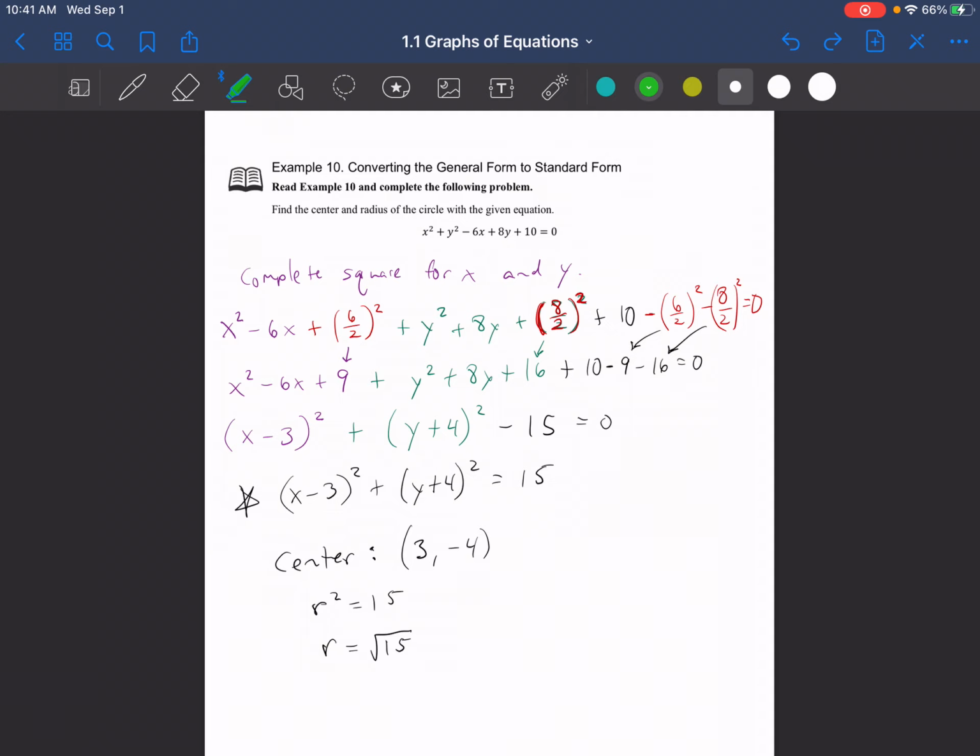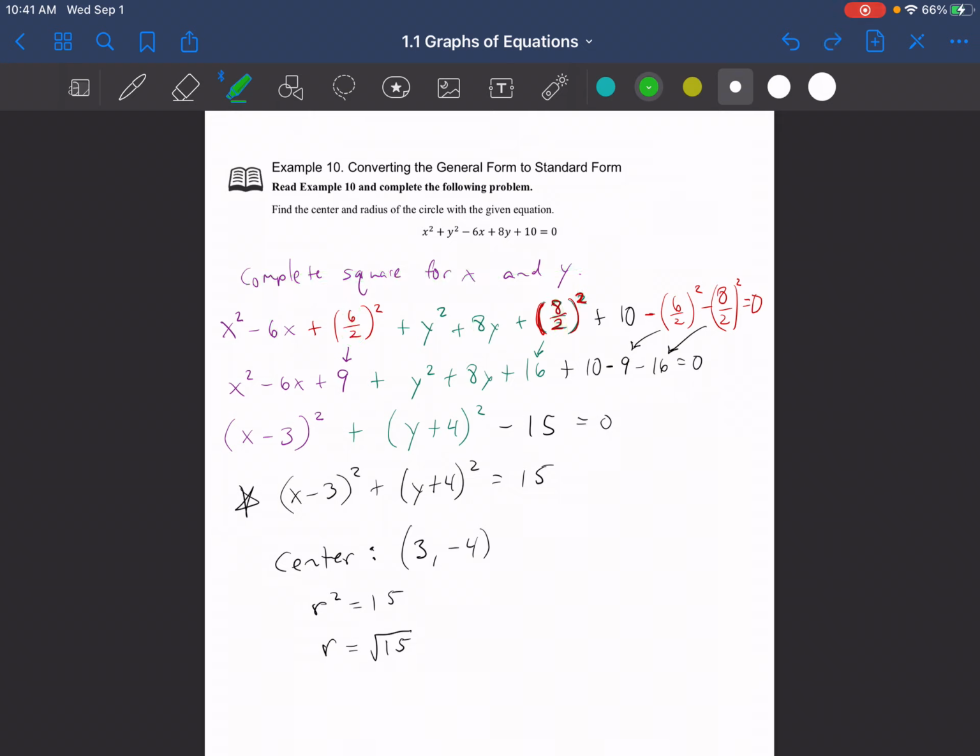Because I had just drawn the pictures, all I did was take this number right here, divide it by 2 and square it. And I did the same thing here for y. I took this number here, divided it by 2 and squared it. And then I did that for both x and y. So that's completing the square for both x and y right there in order to get back up to the standard form for a circle.